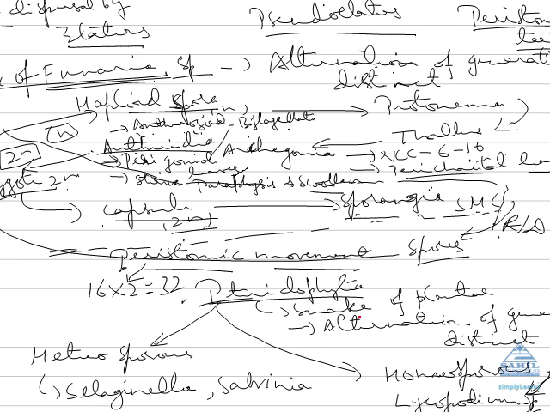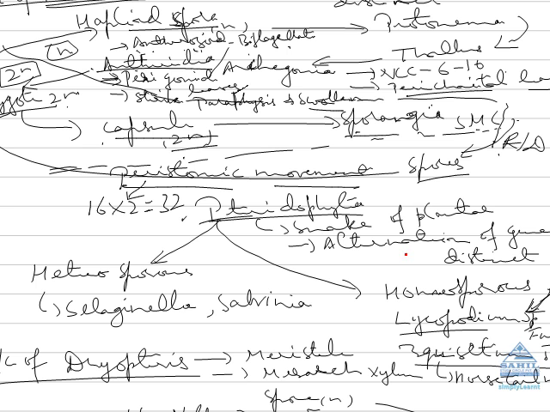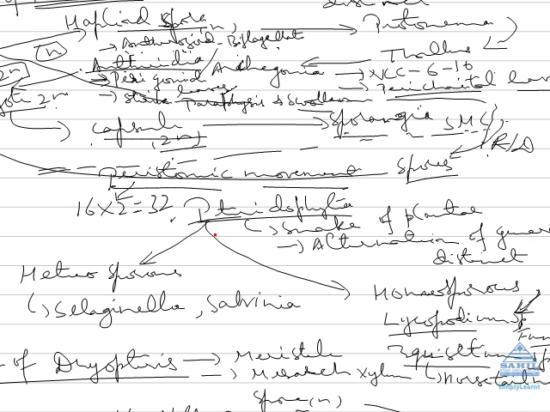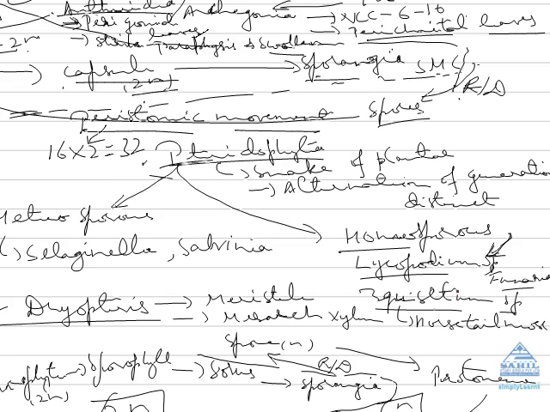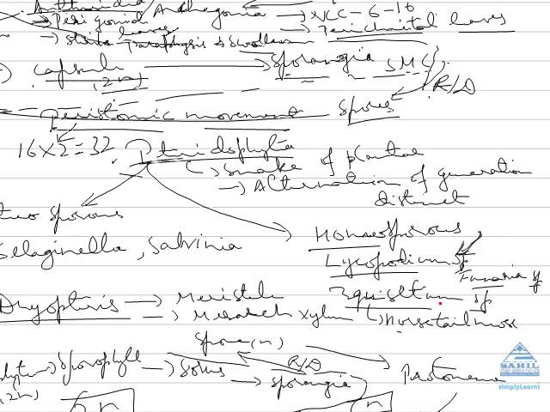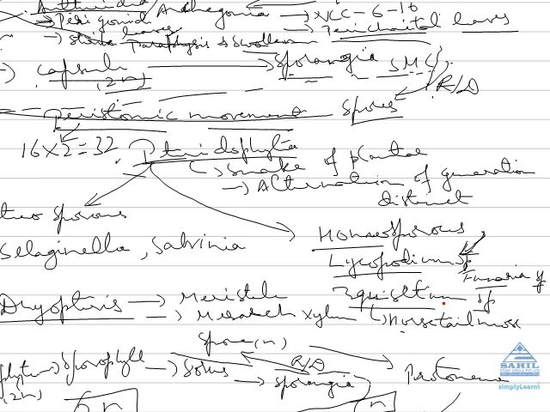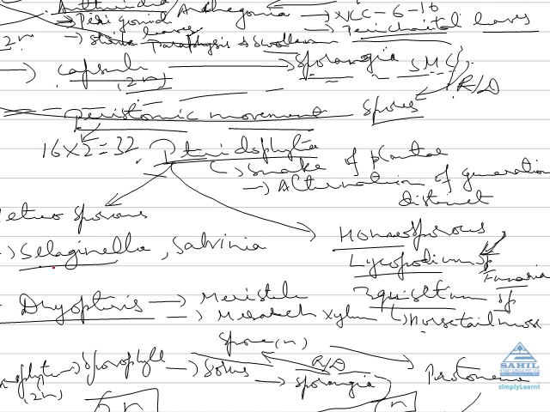Now, coming to pteridophytes, they are known as the snakes of the plant kingdom. Here, alternation of generation is distinct. There are two types, homosporous pteridophytes and heterosporous pteridophytes. Homosporous means spores are of only one type, like Lycopodium, Equisetum, Psilotum, etc. Equisetum is known as horsetail, while heterosporous ones are Selaginella and Salvinia species.